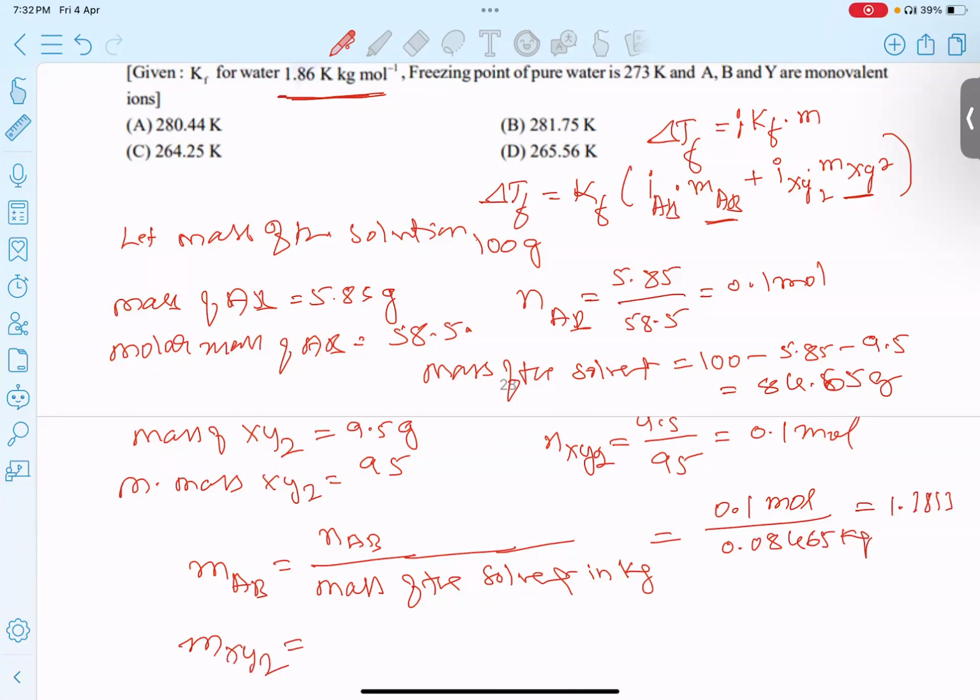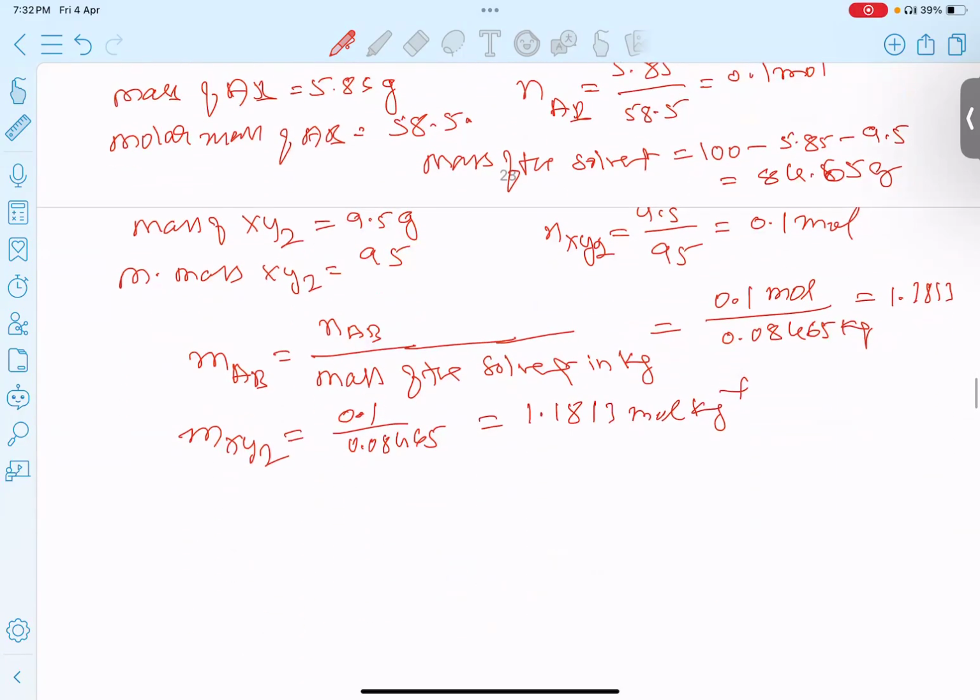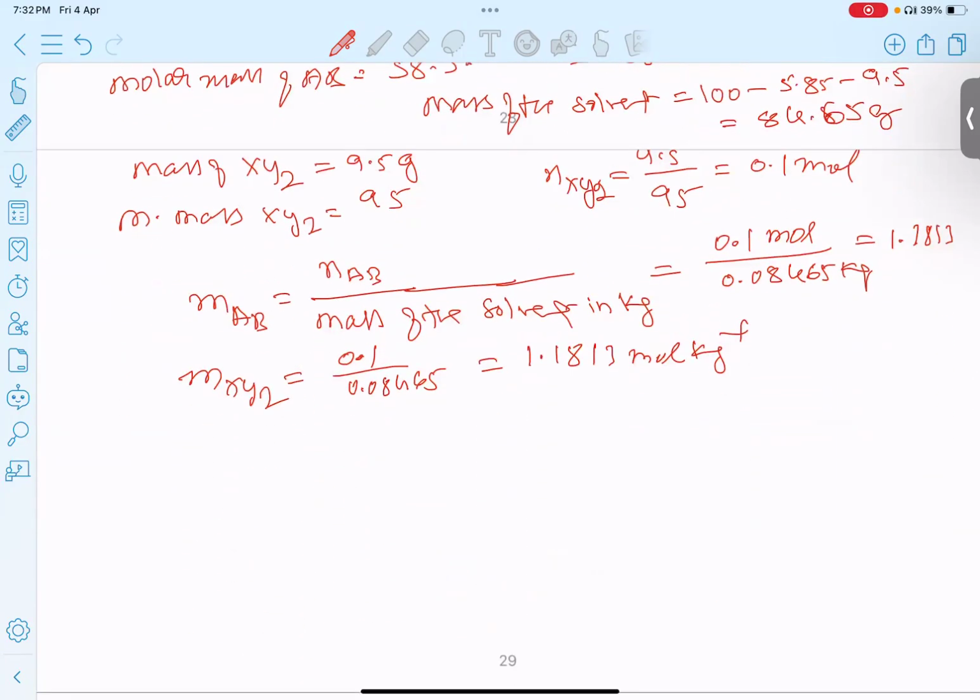Similarly, calculate the molality of XY2. The number of moles of XY2 is 0.1 mole, and the mass of the solvent is the same, 0.08465 kg. So the molality of XY2 is also 1.1813 mole per kg. Next, find out the van't Hoff factor, i.